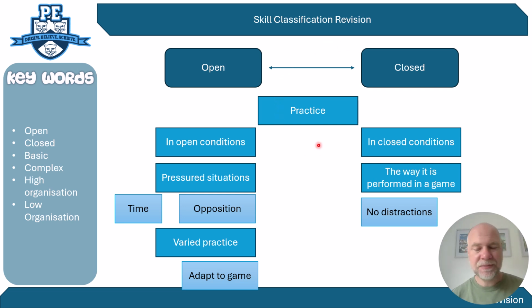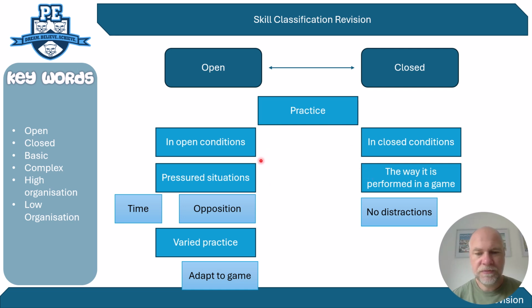Now, the first and easiest point is to say, if it's an open skill, practice in open conditions. If it's a closed skill, practice in closed conditions. And that's just really easy marks. And then you've got to give scenarios and examples of how you would set up that training to reflect open conditions or reflect closed conditions.